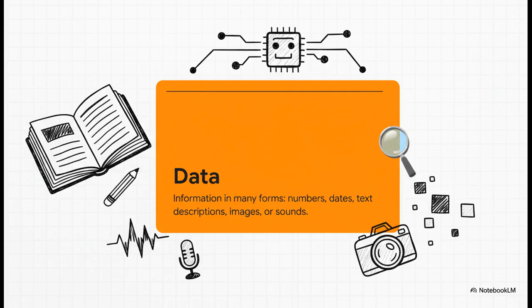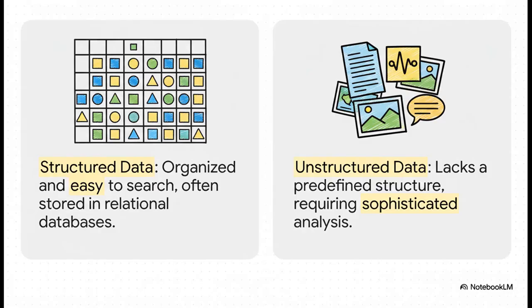But it's really important to remember it's not just numbers in a spreadsheet. It can be the text from a book, the pixels that make up a photograph, or the sound waves in an audio file. All of this stuff can be used to teach a machine. And this information basically comes in two main flavors.